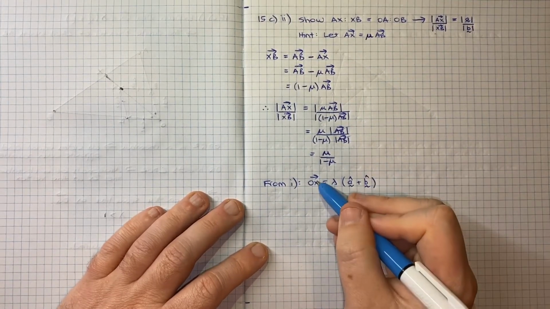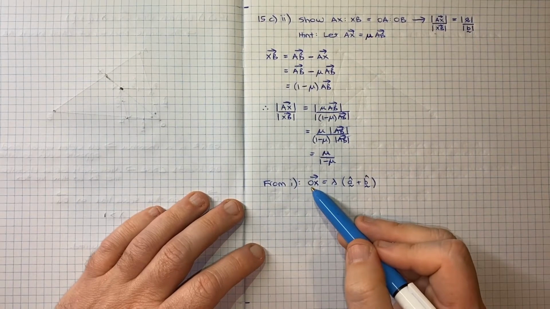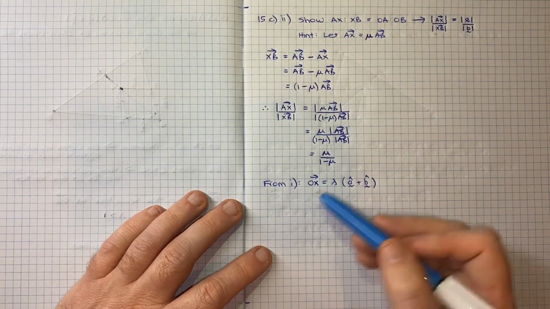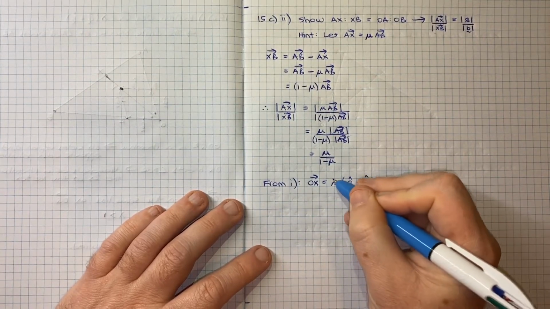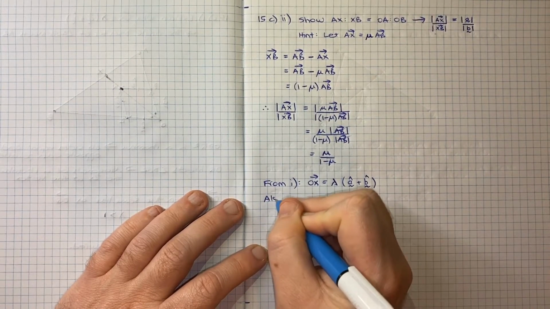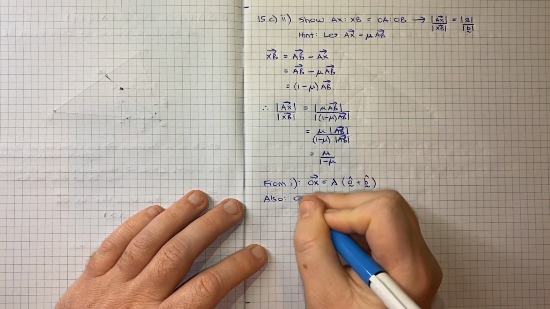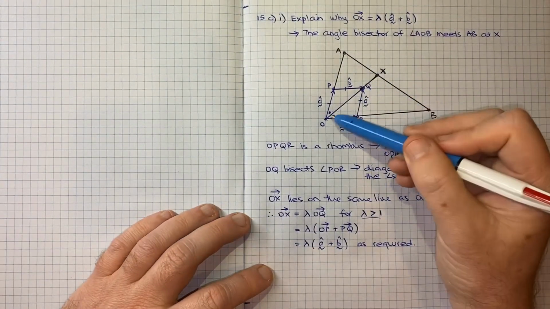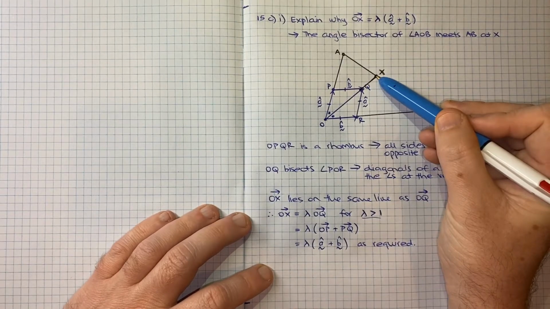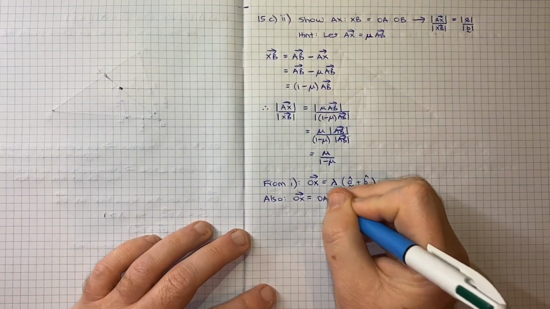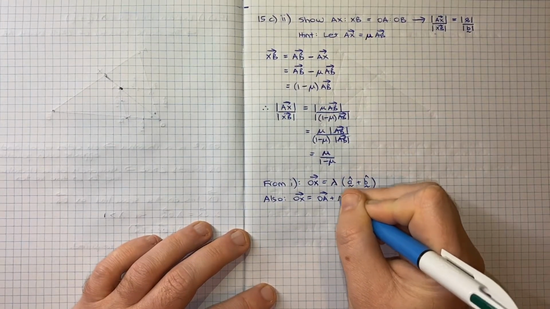And so it makes sense to see if we can come up with some other way to write OX vector that then allows us to somehow get mu involved. So we can also state that OX vector, if we come back to our diagram, to go from O to X, one way we could do that is we could go from O to A and then A to X. So let's go with that. So we could go from O to A, and then we could go from A to X.